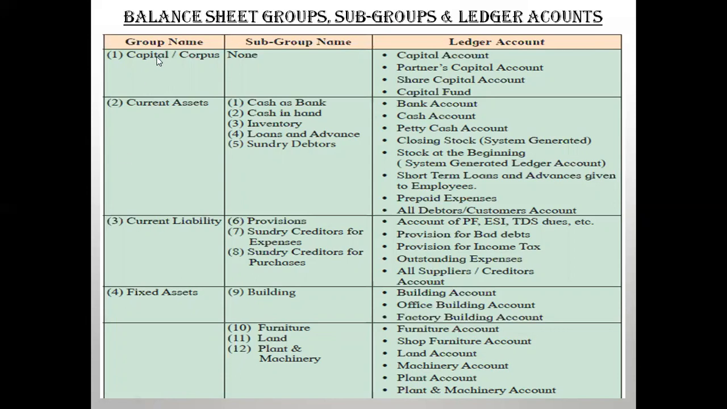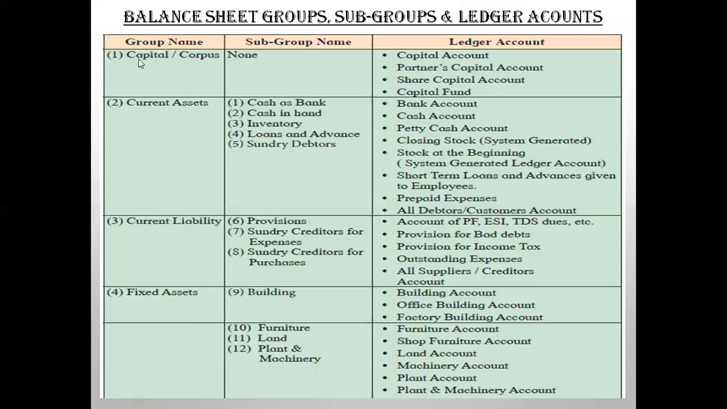Now under capital, you are not having any subgroup. These ledger accounts you have to create. They will not be automatically present in the accounting softwares. These groups will be already there, you don't have to create them. These ledgers you have to create under these groups. Okay, so these are subheadings, ledgers, and groups are the main headings.